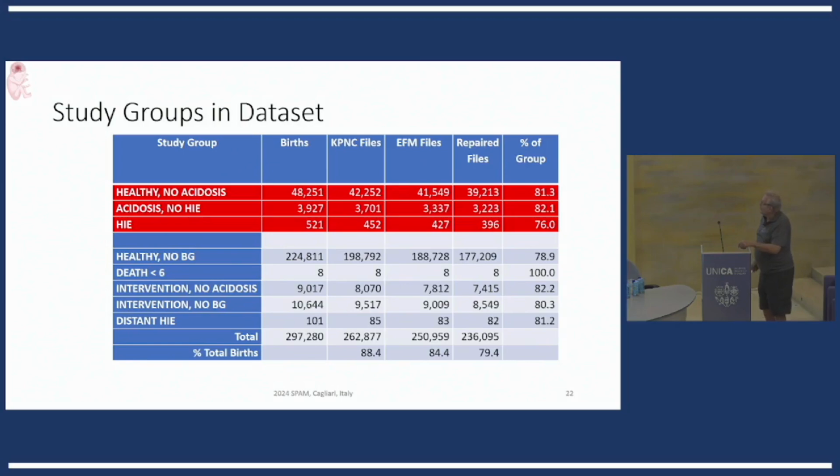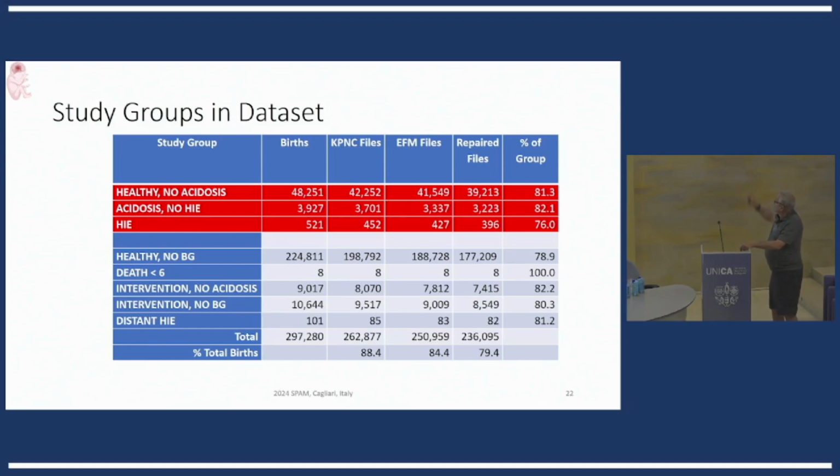What's actually in the database? The three things we focused on are healthy with no acidosis, acidosis with no HIE, and HIE. As we go from left to right, we have the number of births, the number of files provided to us, the number of EFM files we got from these files, because some of these files, interestingly enough, had no data in them, and then the repaired files. The bottom line is we're getting data from about 80% of the births over this 10-year period.